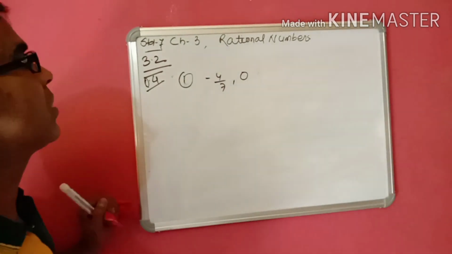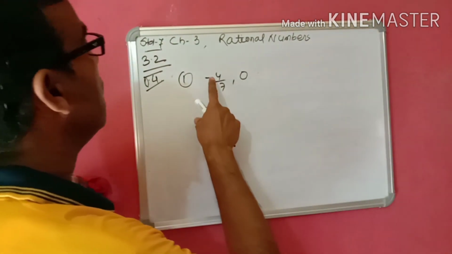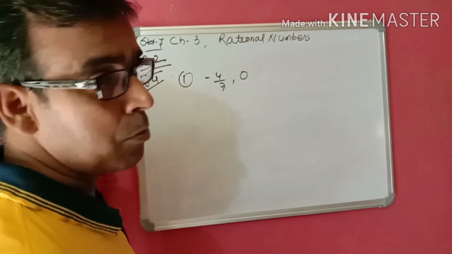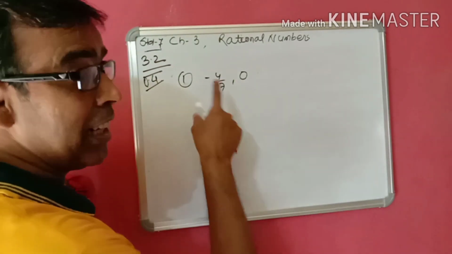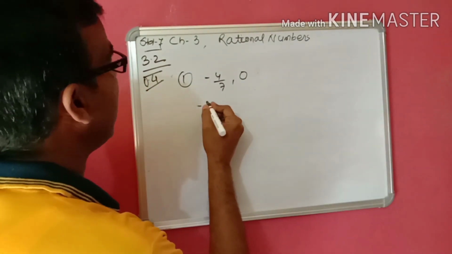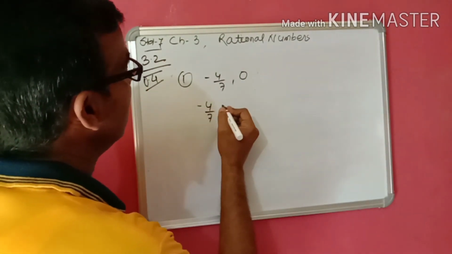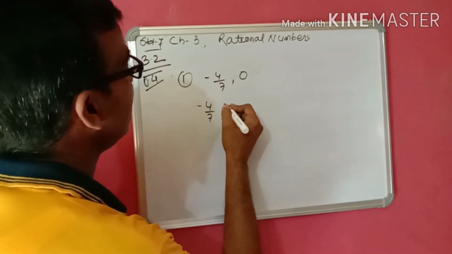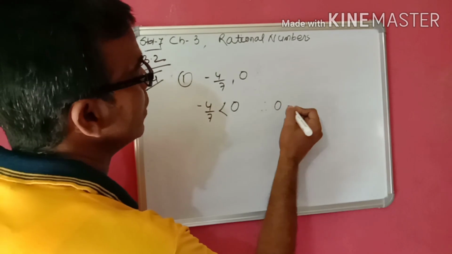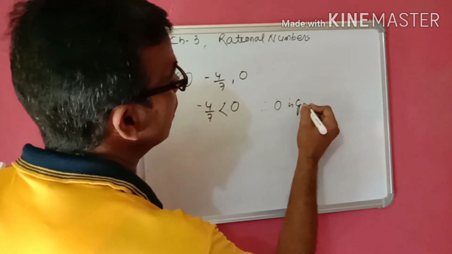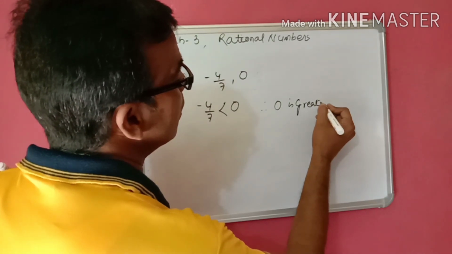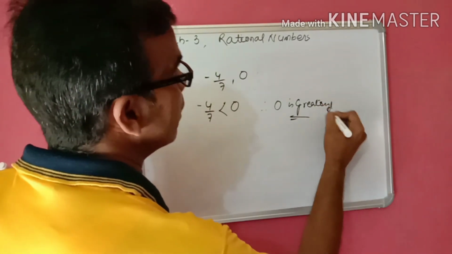Now question 4. It is given: which is greater, minus 4 by 7 or 0? As we know, 0 is neither negative nor positive, but here the number is negative. A negative number is always lesser than a positive. So therefore minus 4 by 7 is less than 0. Therefore 0 is greater. Write down.